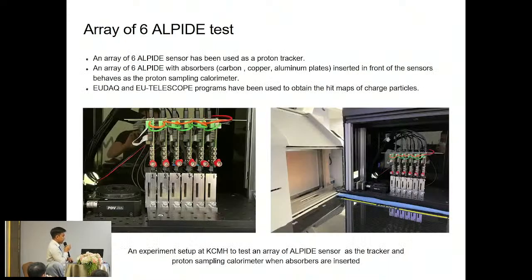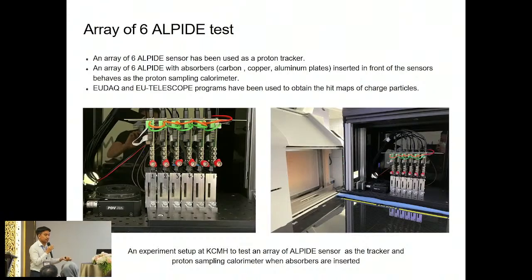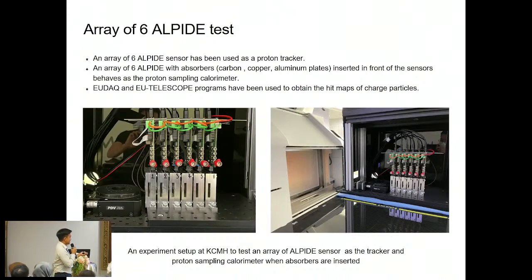And then we go back to a more complicated one. We have 6 sensors. This is our last 6 sensors. I cannot break any one of these. And then, okay, we shoot the proton through. But here we also would like to test the calorimeter.